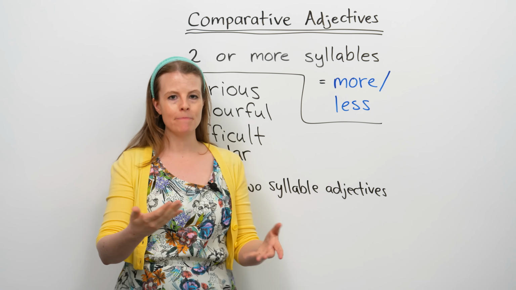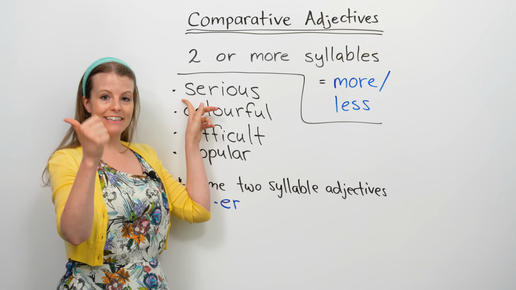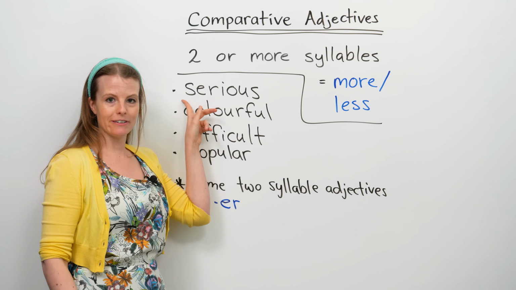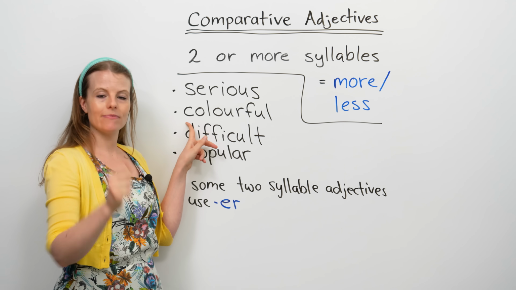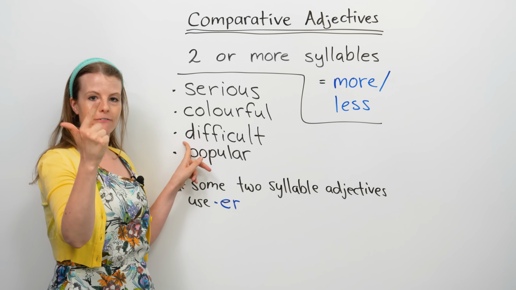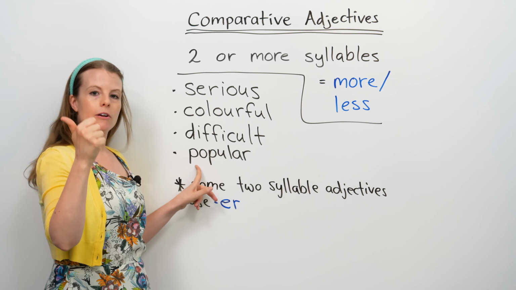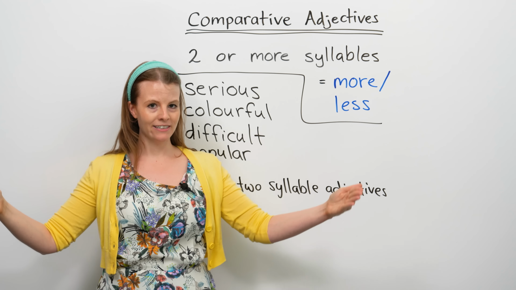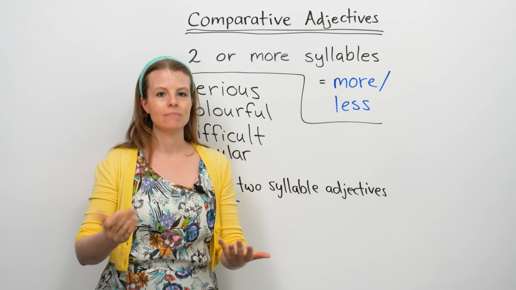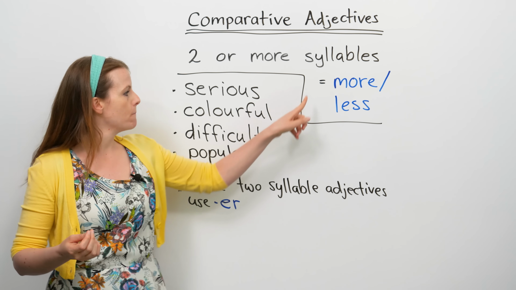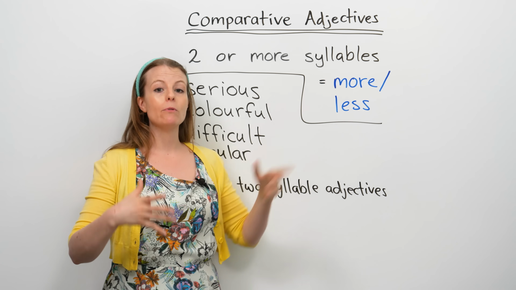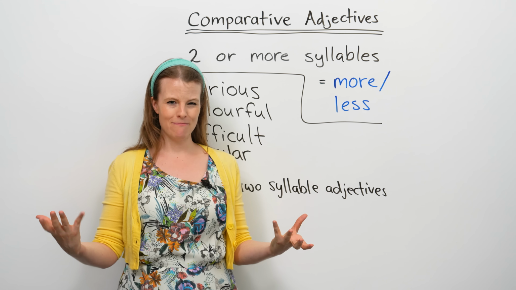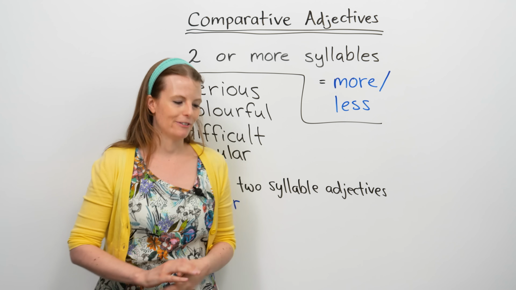So for example, we have the word serious. This is 3 syllables. Colorful. This is 3 syllables. Difficult. 3. Popular. Okay, that's also 3 syllables. So when we have longer words that are more than 1 syllable, we use the word more when we want to compare. Okay? So I'll give you an example.